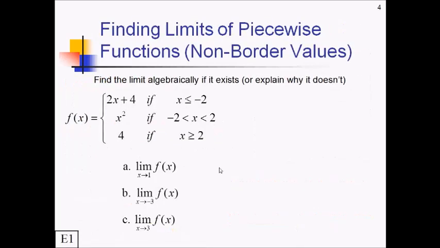At this point, we're going to take a look at the algebraic end of piecewise limits. Here's a piecewise function that should actually be kind of familiar to you because we just saw the graph of this thing in the warm-up.